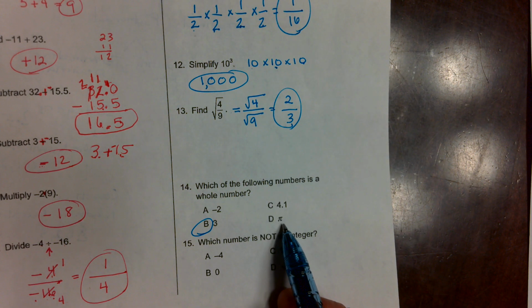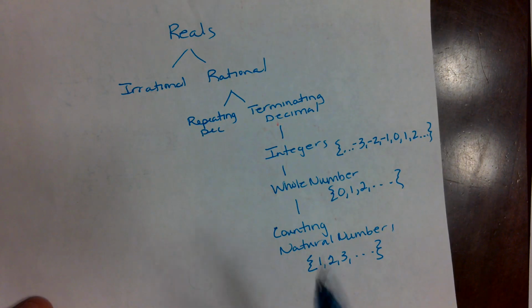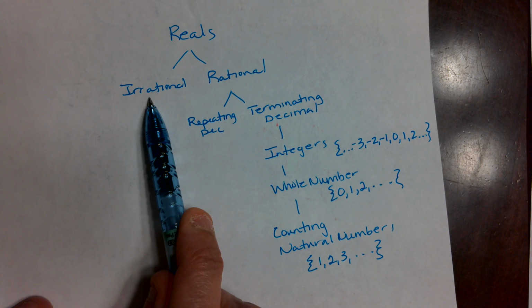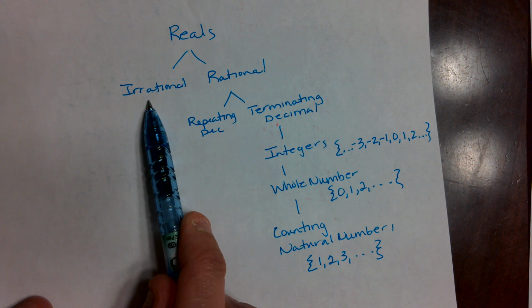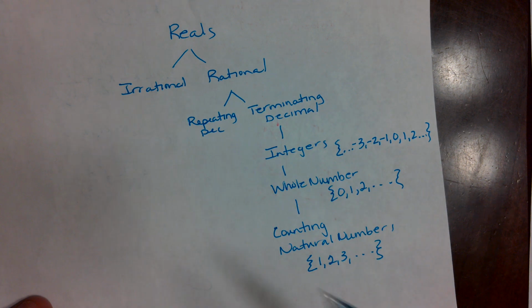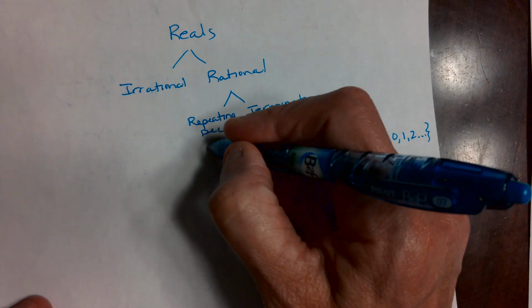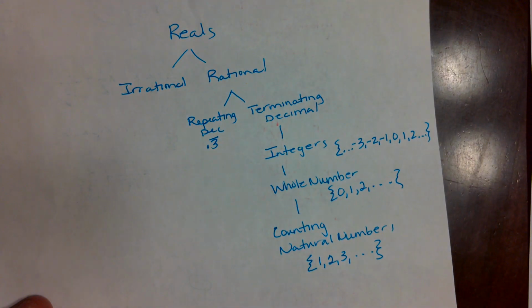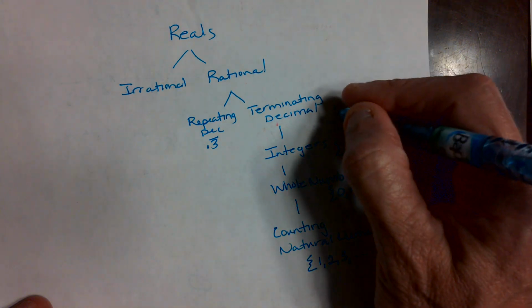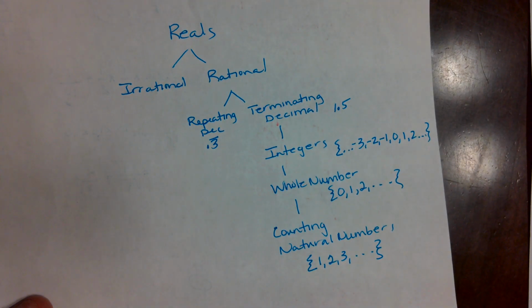Let's just check pi and see where that would fall. Pi would fall over here, along with like square root of 28 or something like that. Repeating decimals would be like 0.3 with a repeater bar. Terminating decimals are like 1.5, ones that end. Okay.